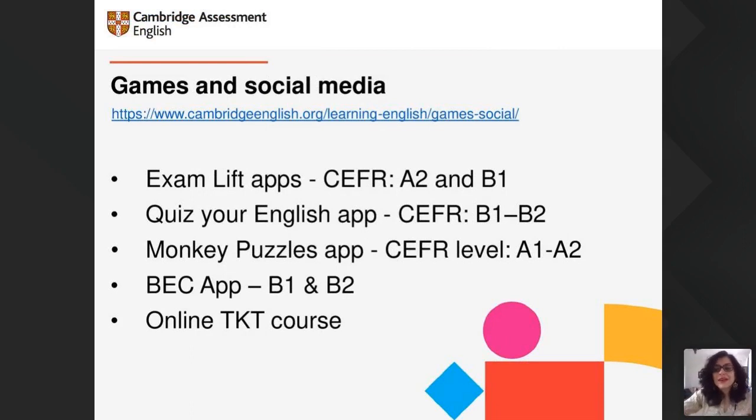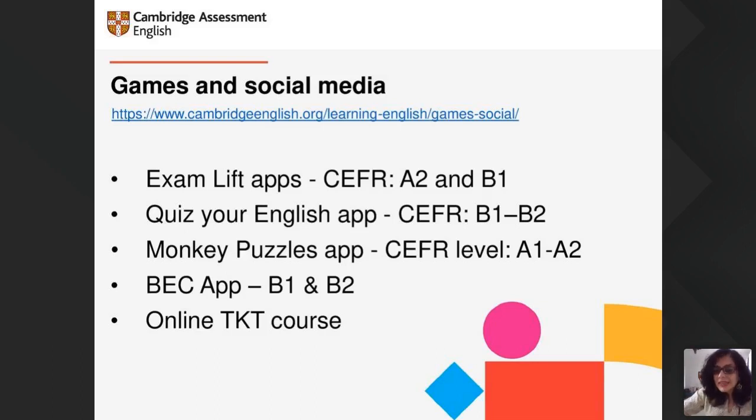Cambridge English has a range of apps, and some of them are really fun apps. They are very engaging, interactive in nature, and they can keep the student busy for hours, right? So you have exam apps, which are designed for candidates taking the A2 and B1 levels of proficiency tests. You have the Quiz Your English app, which is designed for B1 and B2 level learners.